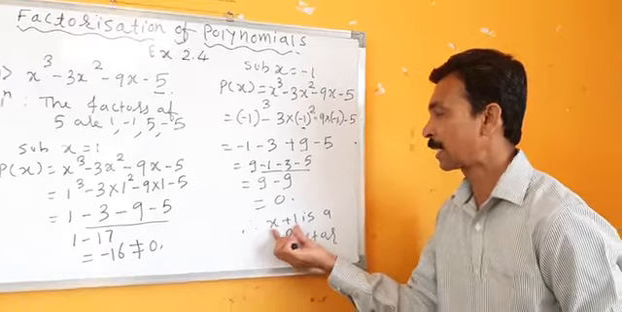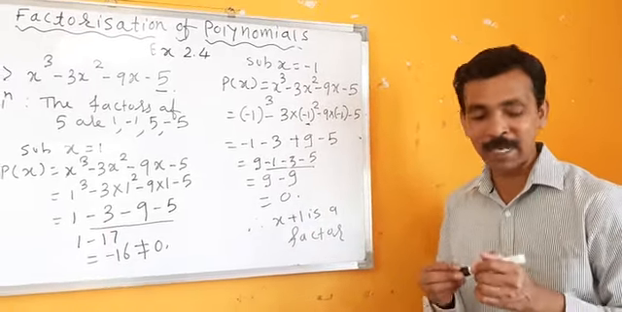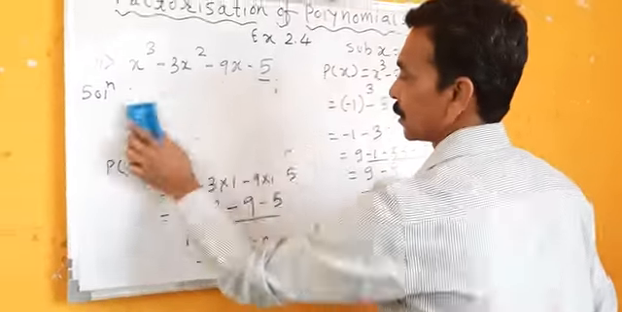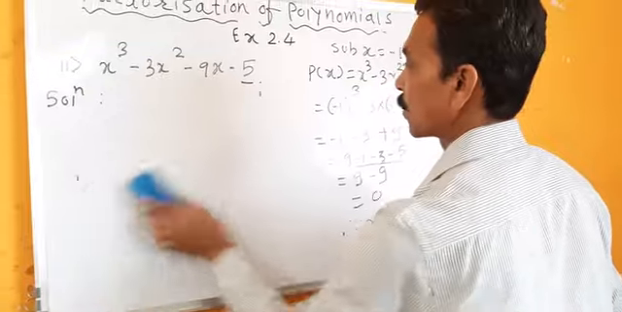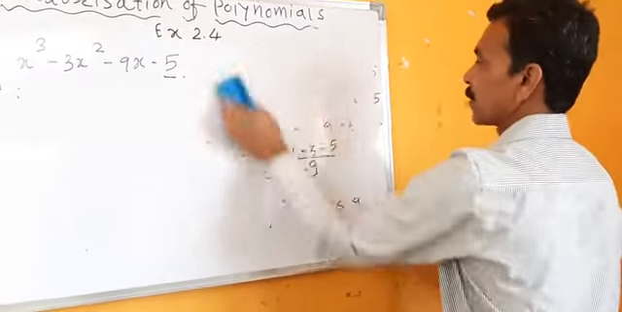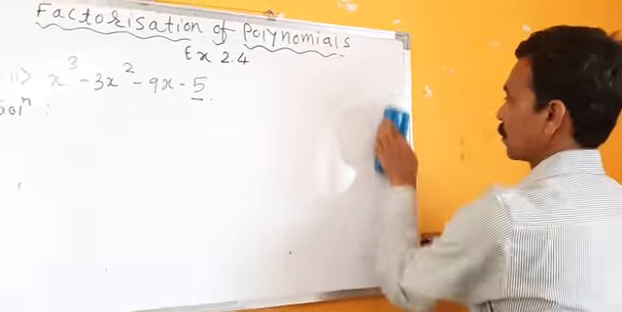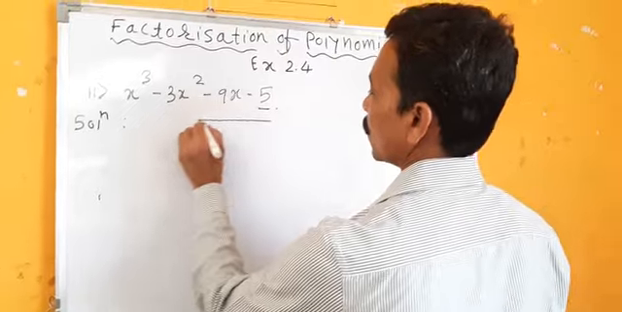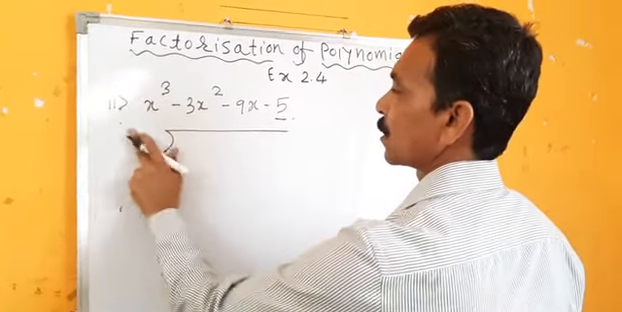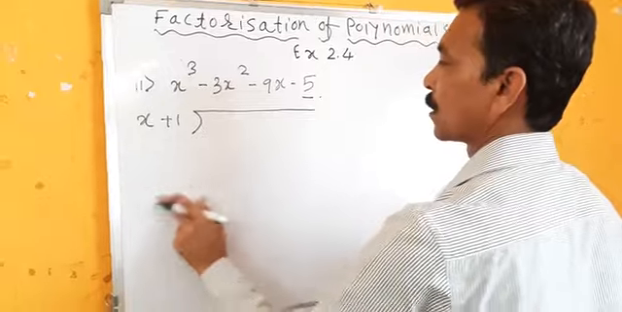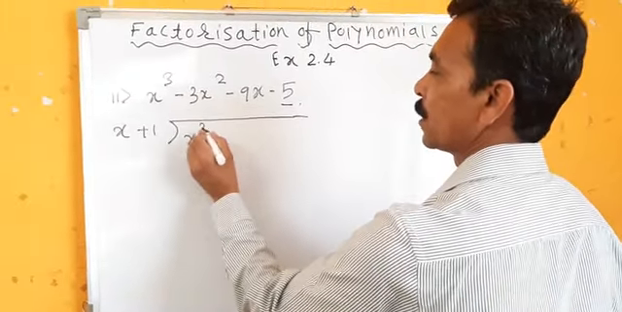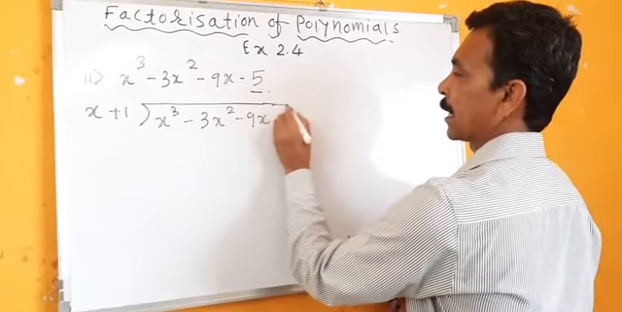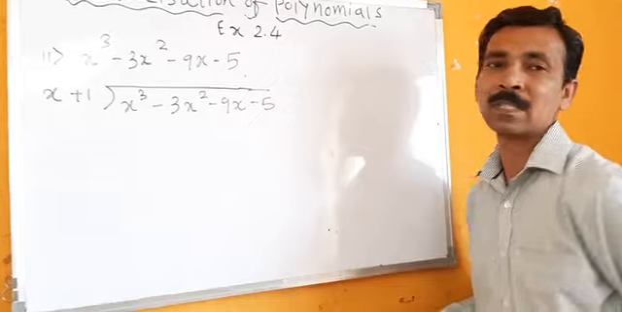If suppose x is positive, then x minus 1 will be a factor. Now once we get the factor, we have to go for the long division method. I will divide here. X plus 1 is a factor. So I will write here first, this is x plus 1, and here it is x cube, this is the dividend, minus 3x square minus 9x minus 5.